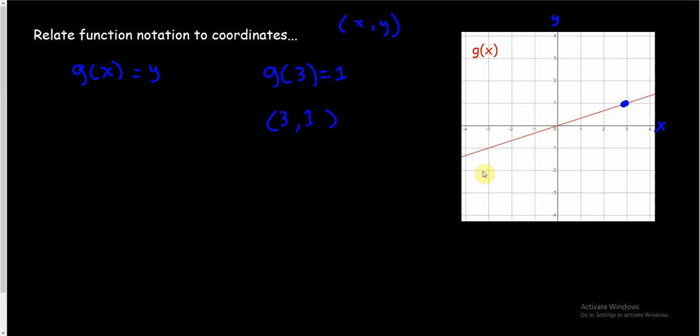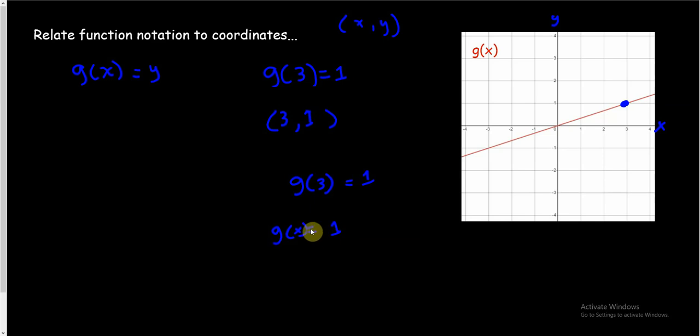So I could do a lot of things. I could give you an x value, like say, hey, find g of 3, and you would just look for x on the graph and find a point that has an x value of 3, and you would know what the output is. Well, what's the output? What's the y value at this point? It's a 1. Or I could say find x when this is equal to 1, we'll just keep using the same point.